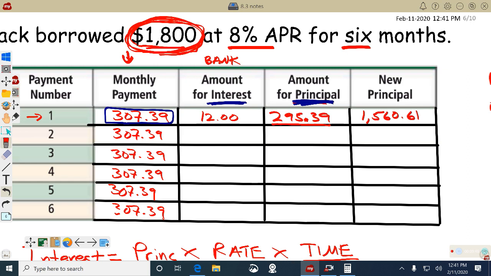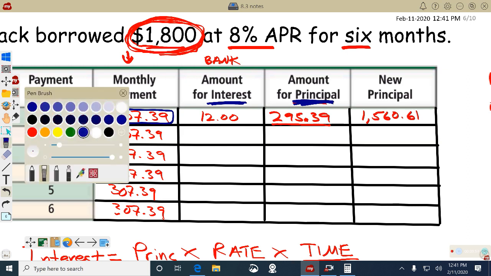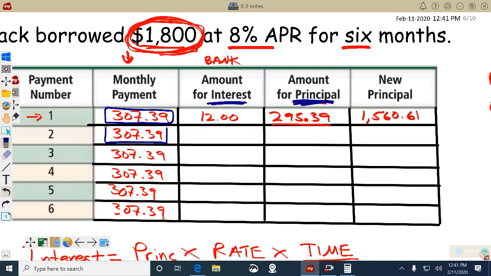Let's just do the second month now, and we're done. Tomorrow we'll do the rest of the table. I want you to see the second month now. The second month, he's still going to pay the same amount. But how much now will go to interest, and how much now will go to principal? It's still one month out of 12, but look at the new principal now. We're going to take 8% of that. In other words, we're going to use the same formula.